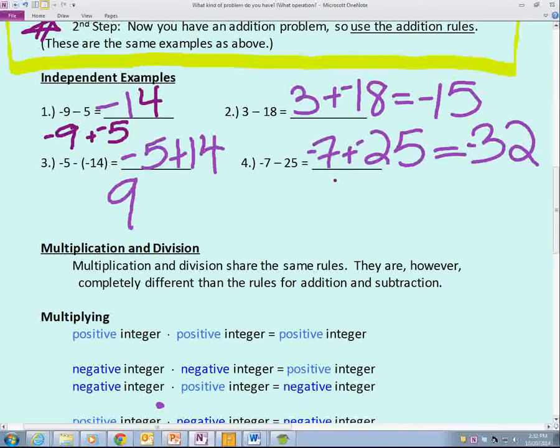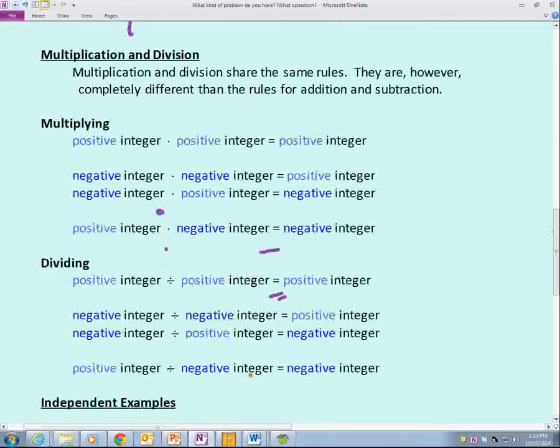So here we go. Now, multiplication and division. When I said in about 6 minutes, it came out to be 6 minutes and 47 seconds later. Multiplication and division share the same rules. They are, however, completely different than the rules for addition and subtraction. Don't confuse the two. For example, multiplying a positive integer times a positive integer equals a positive. You can go through and translate all those the same way that I did if that will help you.